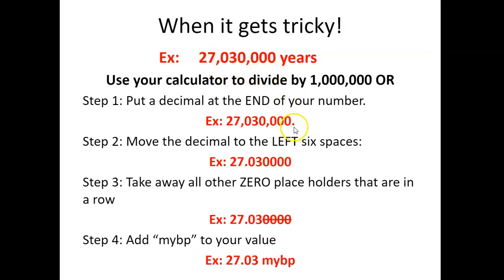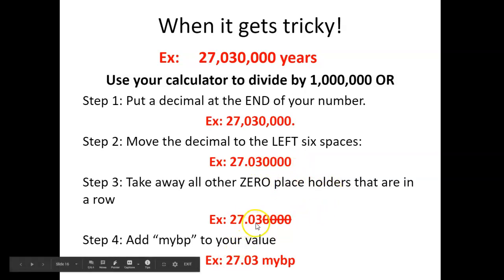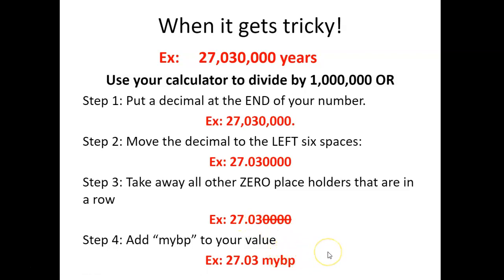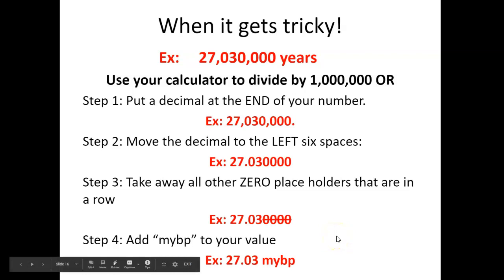Or you can put a decimal at the end of your number, and if you think about the scientific notation conversions we just did, you will always just move the decimal to the left, 6 spaces. So I'm going to move this decimal all the way over here 6 spaces, and my new number becomes 27.03. Now I don't need all these extra zeros, so I can take those away, and now I have my new number 27.03. Add MYBP to the end, and I have just converted that number into millions of years before present.